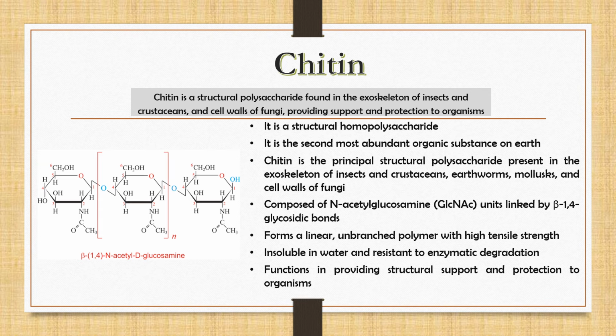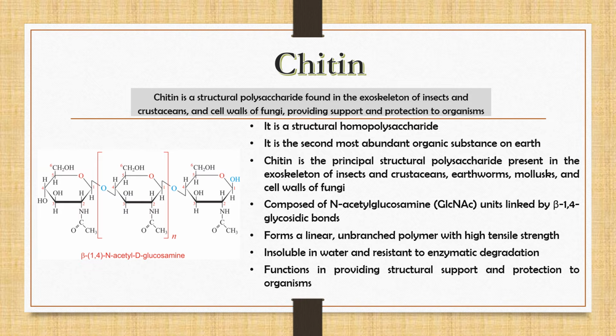Despite its toughness, chitin is biodegradable and can be broken down by enzymes called chitinases, which are produced by various organisms including bacteria, fungi, and insects. It is the second most abundant organic substance on Earth and has potential applications in various fields, including biomedicine, agriculture, and environmental remediation. Chitin and its derivatives have potential medical applications, including wound healing, drug delivery systems, and tissue engineering.